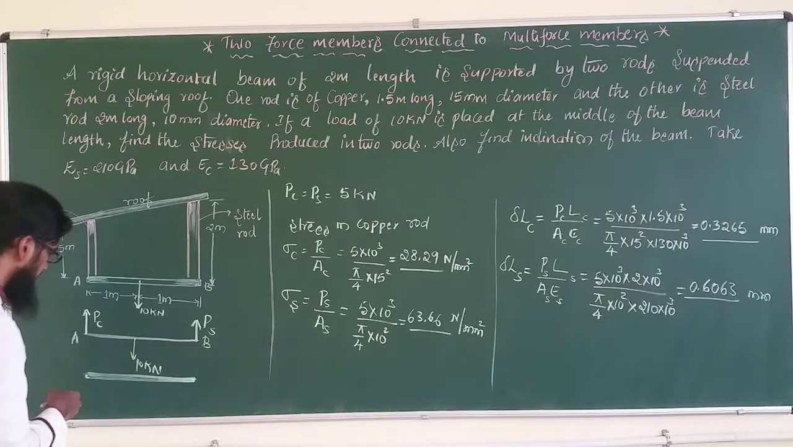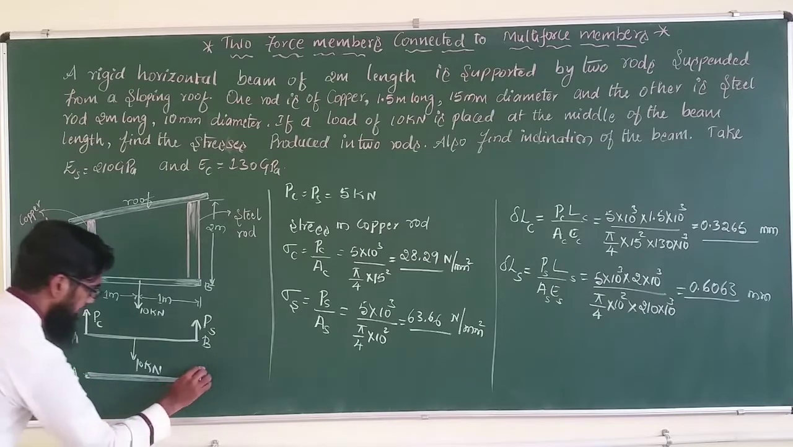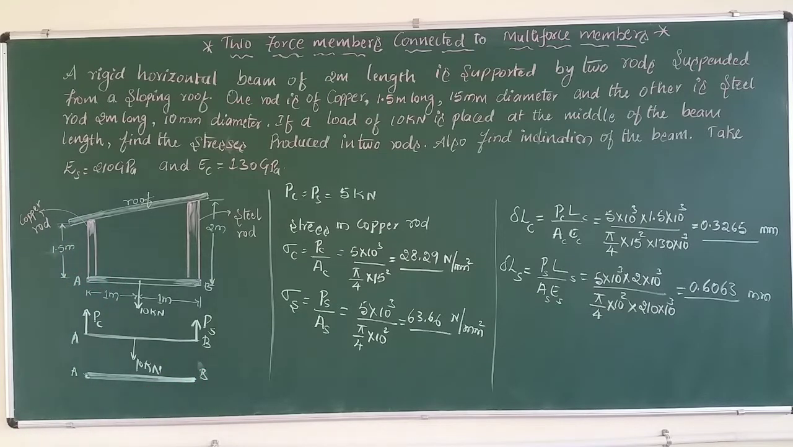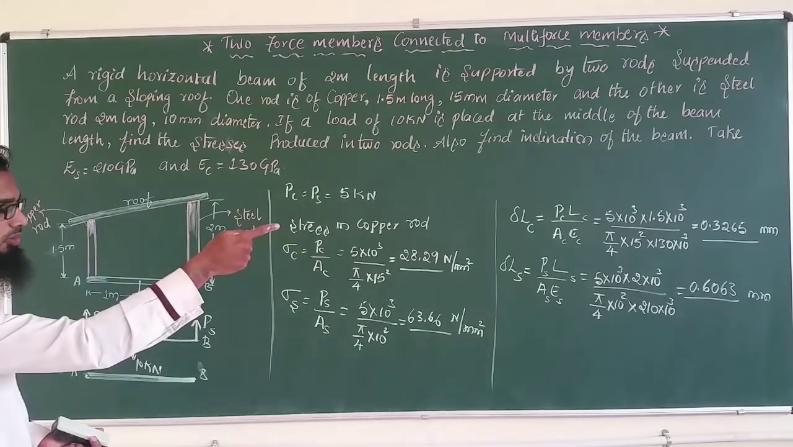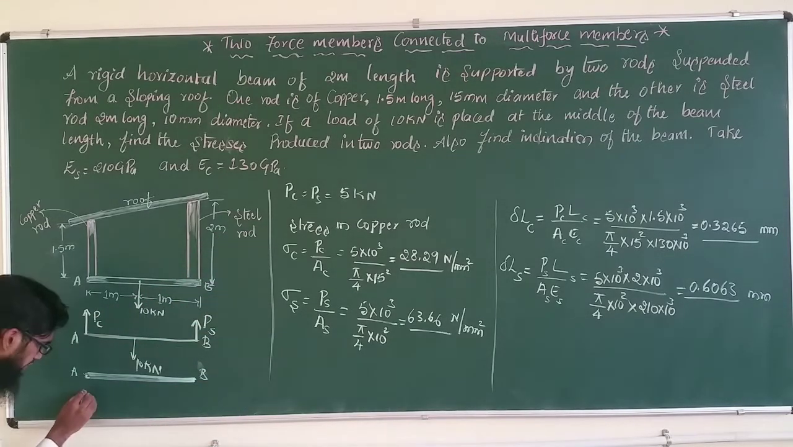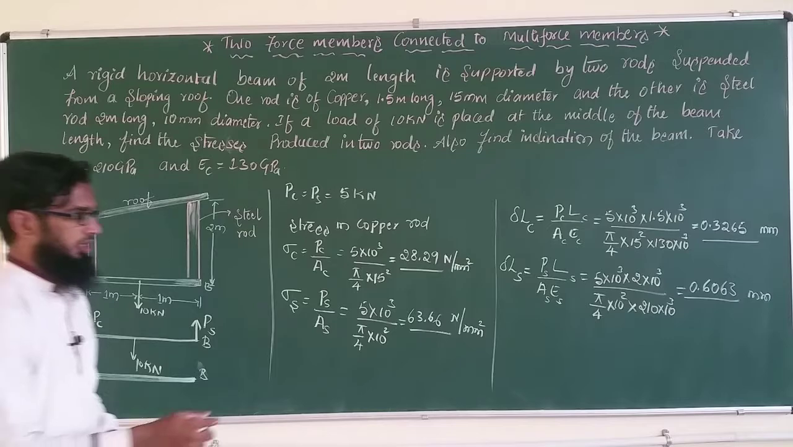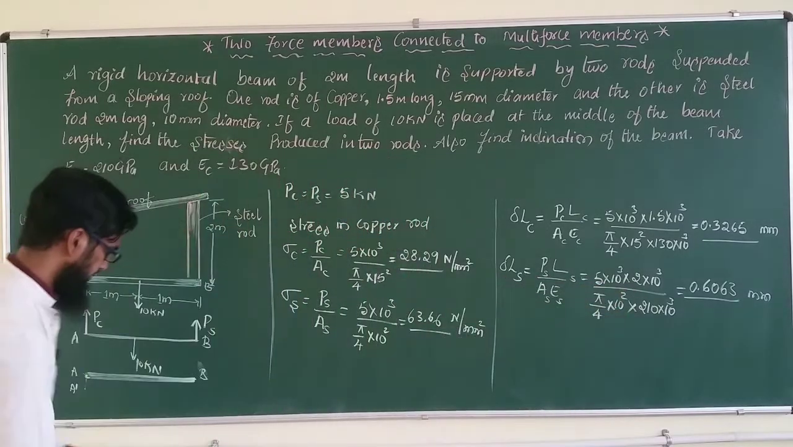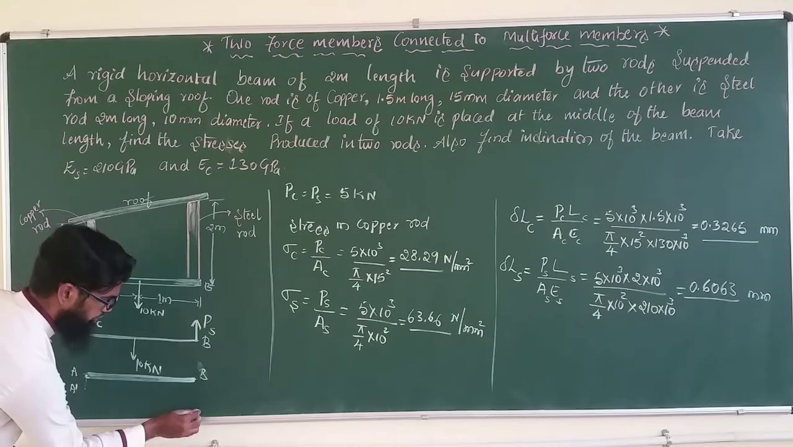So that is actually the initial position A. When we apply the load of 10 kilonewton, we see there will be a change in length of 0.3265, which means it moves from here up to here; that is A dash, I'll take. The steel member will move up to 0.6063 from this initial position.